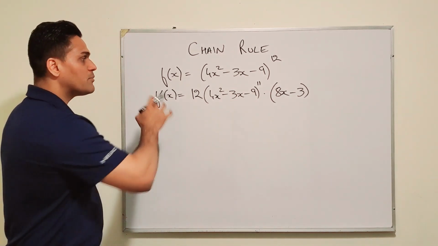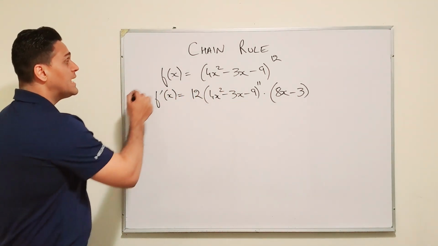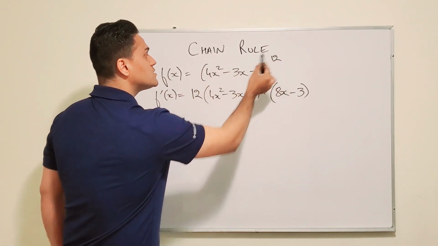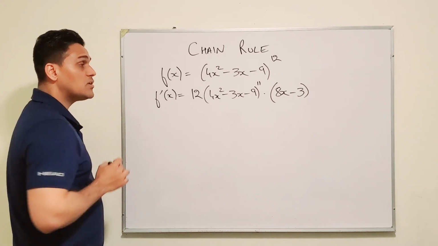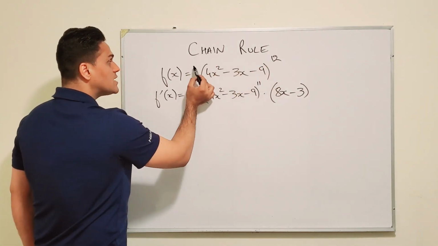Okay? I'm not going to solve this further because I just want to make sure you understand the concept first. Okay? F of x was 4x squared minus 3x minus 9, all raised to the power 12. Okay? To get the derivative, we will do 12 times constant in front, which is 1. So 12 times 1 is 12.